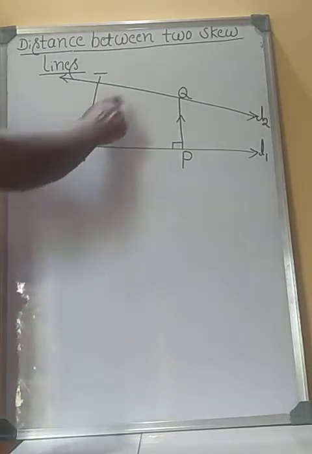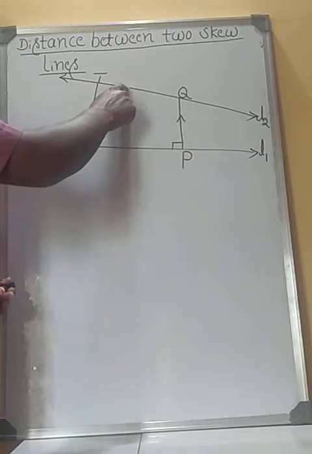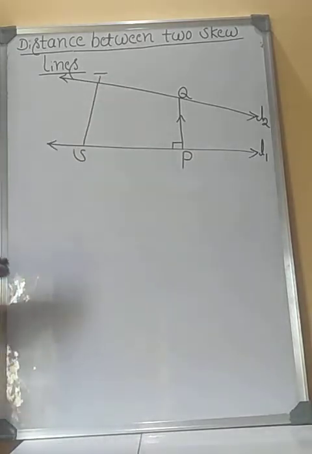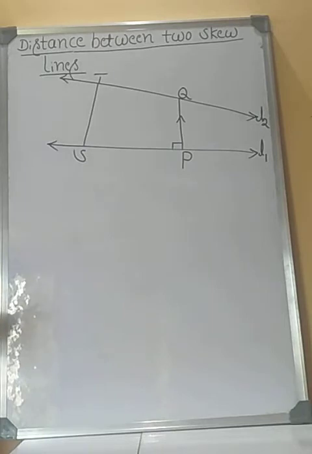Two non-parallel lines. Here line 1 and line 2 are non-parallel lines. These two lines which do not intersect are called skew lines.